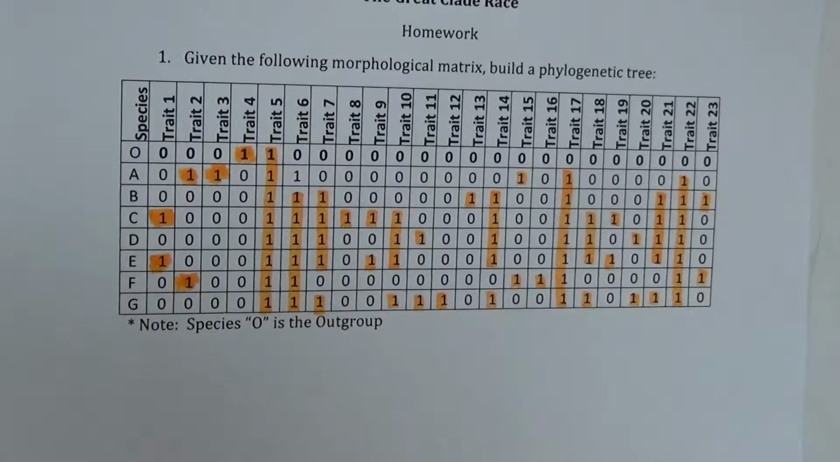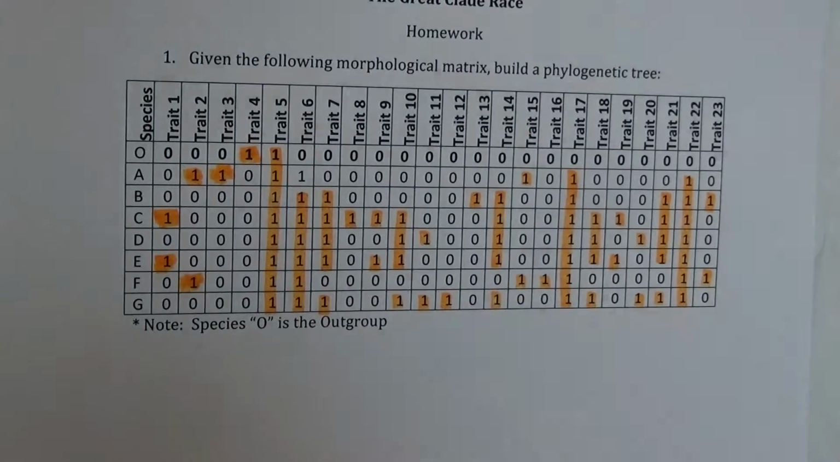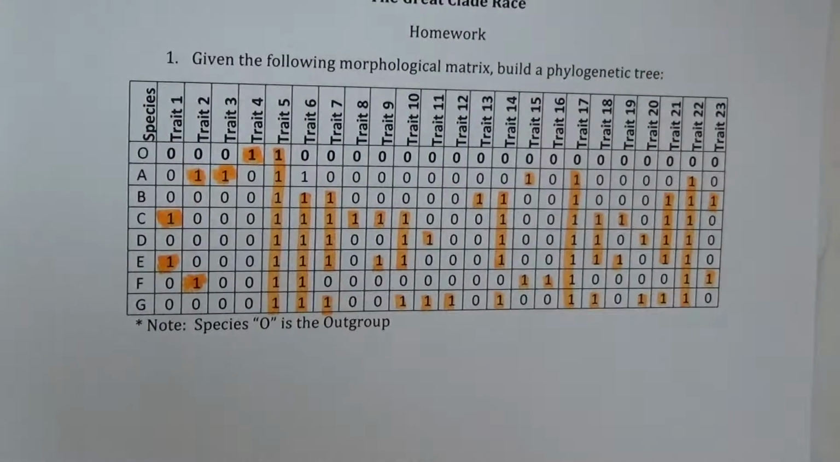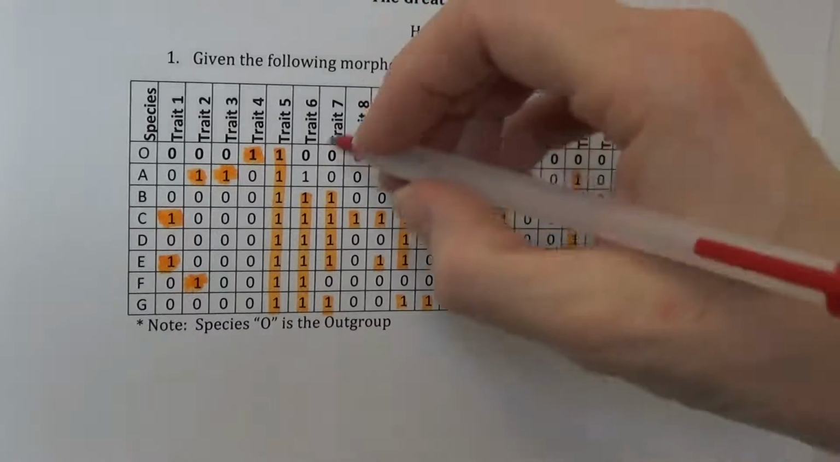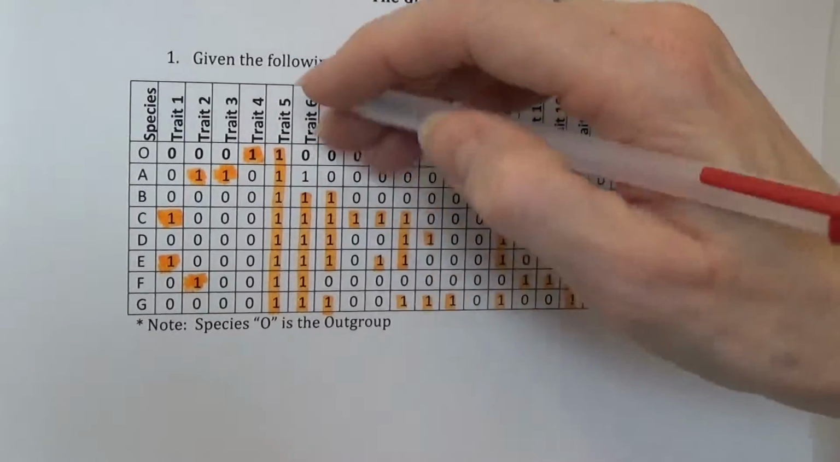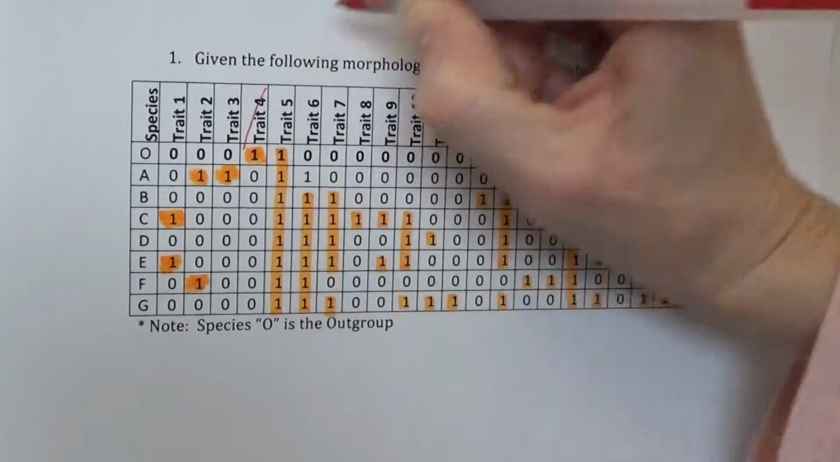Okay, so here's the finished product of highlighting, and you can see it makes it a lot easier to see. One of the first things I usually look at is I kind of put aside the traits where only one organism has it or where all the organisms have it, because those aren't super informative. So like trait 4 has only one individual that has it, so we're just going to put a line through it for now.